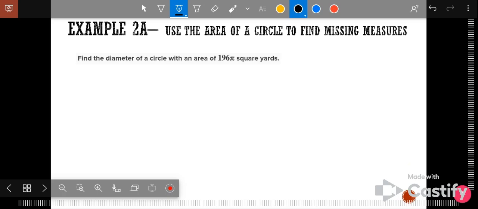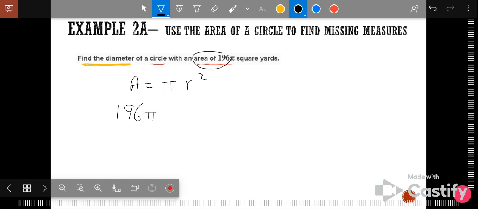Example 2A, find the diameter of a circle with an area of 196 pi square yards. So it says find the diameter. That's what I'm trying to do, find the diameter. And I know we're talking about a circle, and I know the area is currently this. So circle, area equals pi r squared. And we know that currently 196 pi is the area. That's what it says right here. And so we're just going to plug that in.